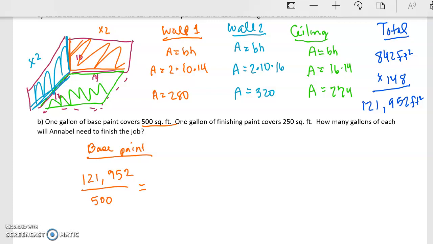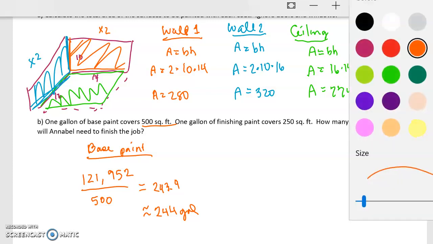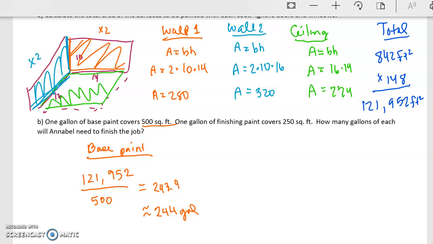Now I have a feeling this isn't going to go in perfectly. So we're going to have to round our answer. So we end up with 243.9, which means we want to round up to 244 gallons because we want to have too much rather than not enough.